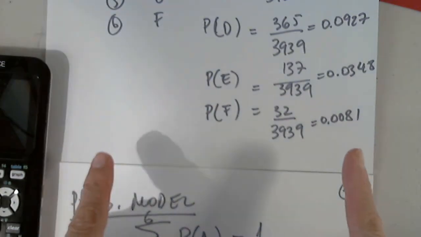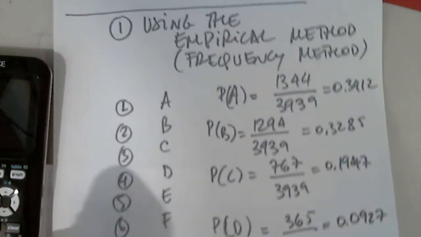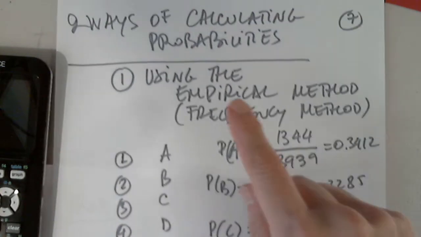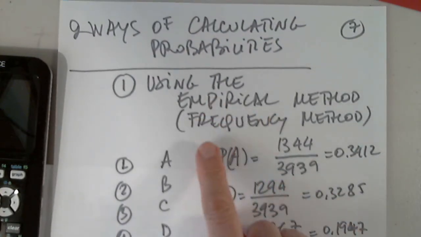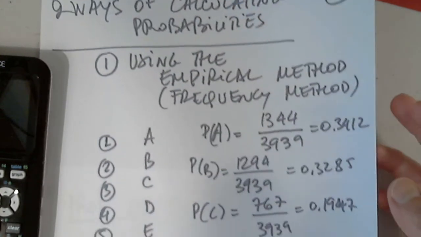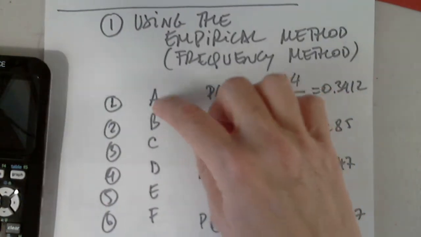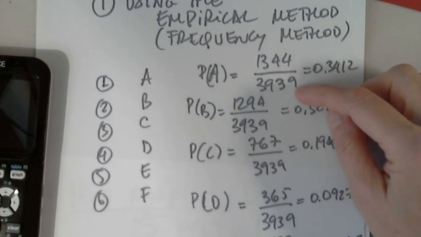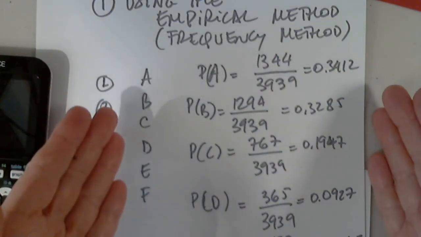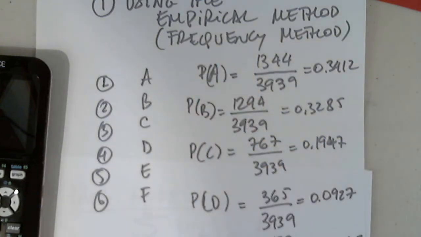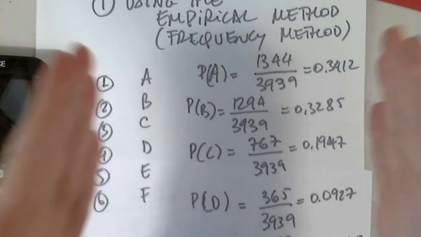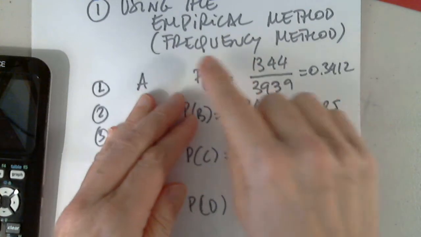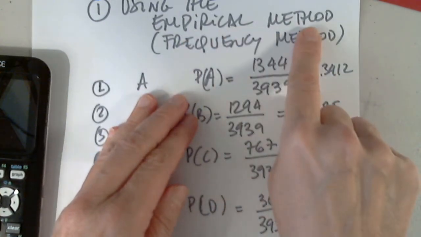So what is this? In this particular case, we used the empirical method or the frequency method. What does that mean? I counted how many times the first event appeared, I counted how many times the second, and out of the total, I performed the actual experiment. That's the frequency method or the empirical method.